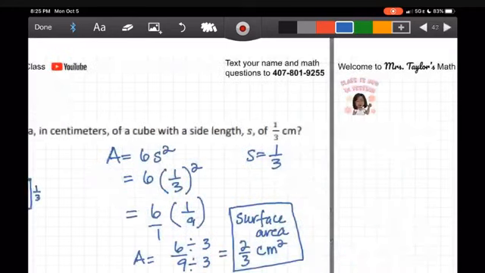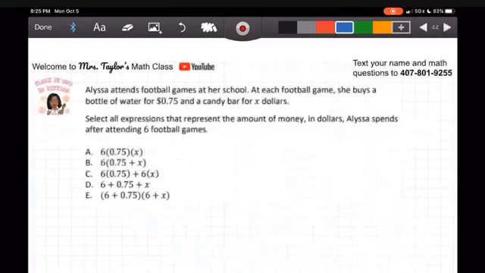It says Alyssa attends football games at her school. At each football game, she buys a bottle of water for 75 cents and a candy bar for X dollars. Select all expressions that represent the amount of money in dollars Alyssa spends after attending 6 football games. So with this here, we have to, again, select all the expressions that apply. But let's go make it make sense up here.